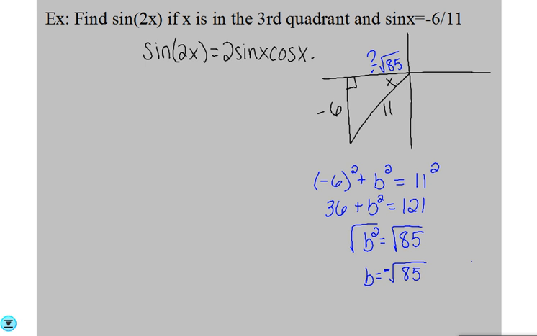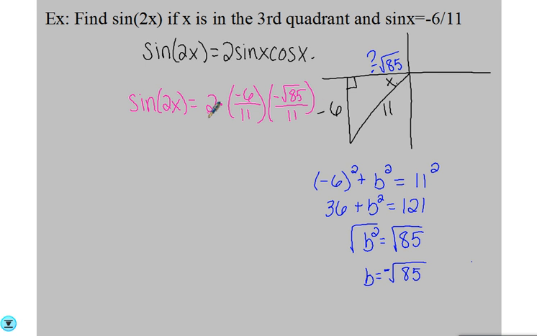So going over here to our formula, I'm going to go the sine of 2x is going to equal 2, and we were told the sine of x was negative 6 over 11. And using my right triangle now, I know cosine is adjacent over hypotenuse, so that's going to give me a cosine of negative root 85 over 11.